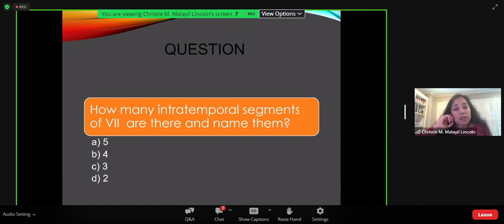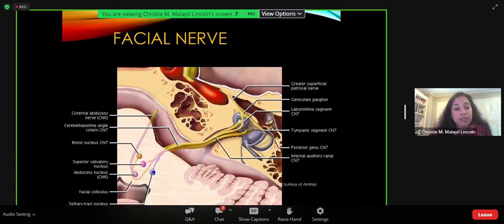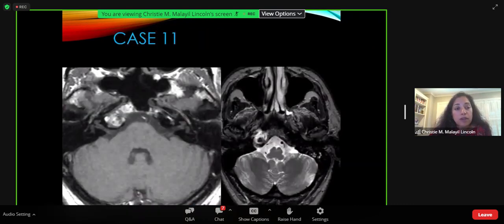So another question for you about the facial nerve: how many intratemporal segments are there of the facial nerve? So there are 4. So we went over them. It's the intracanalicular, the labyrinthine, the tympanic, and then the mastoid segments. And here's our last case.